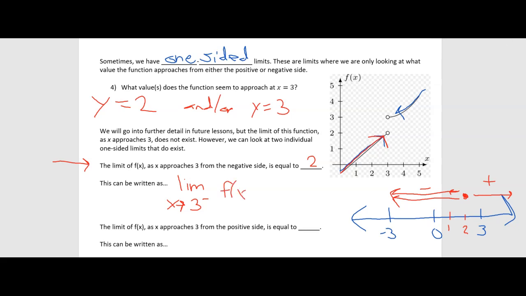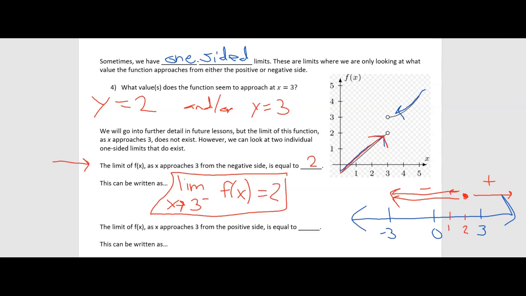F of x is our function, and that is equal to 2. Notice how I left the function as f of x. That's just because I don't know what this function actually is. All I know is that it's called f of x. If I knew the specific function, then I could put that, but f of x will suffice for now.